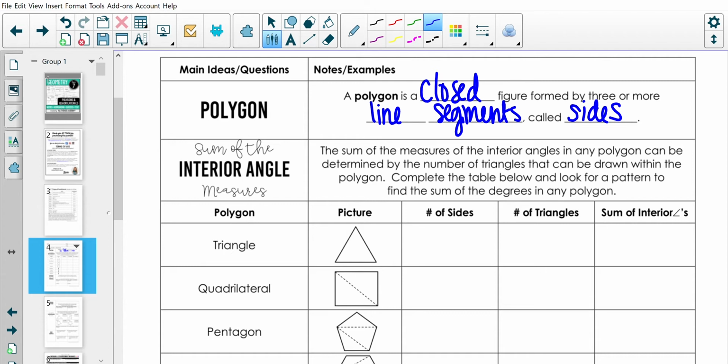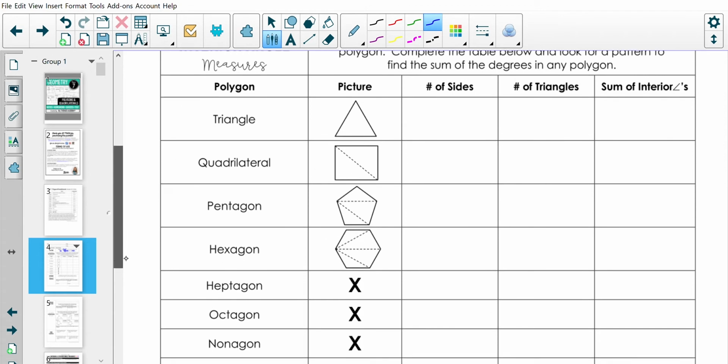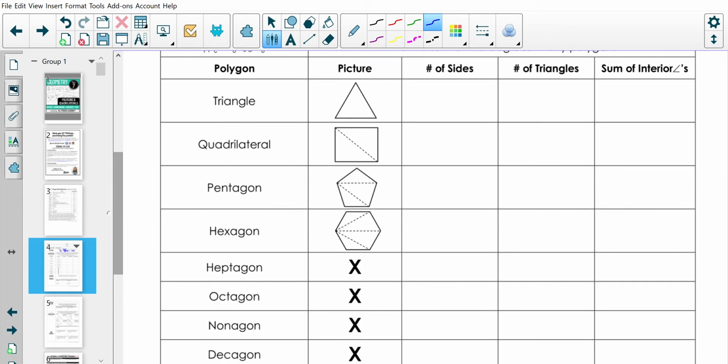So we know that a triangle has how many sides? 3. How many triangles are in a triangle? 1. And we know that the sum of the interior angles of a triangle is 180. A quadrilateral has how many sides? 4. Quad means 4. How many triangles fit in a quadrilateral? 2. What is the sum of the interior angles of a quadrilateral? 360. Good job.